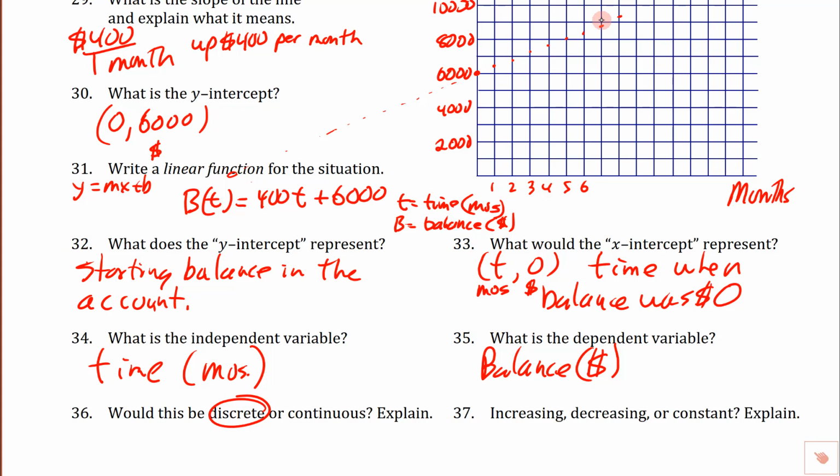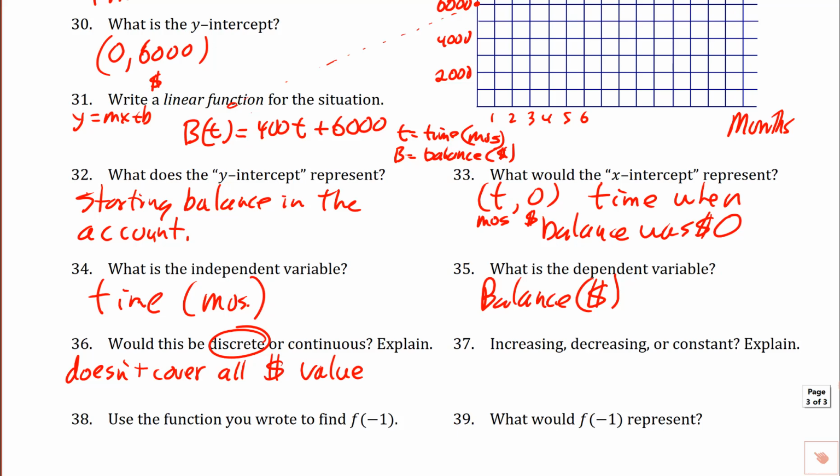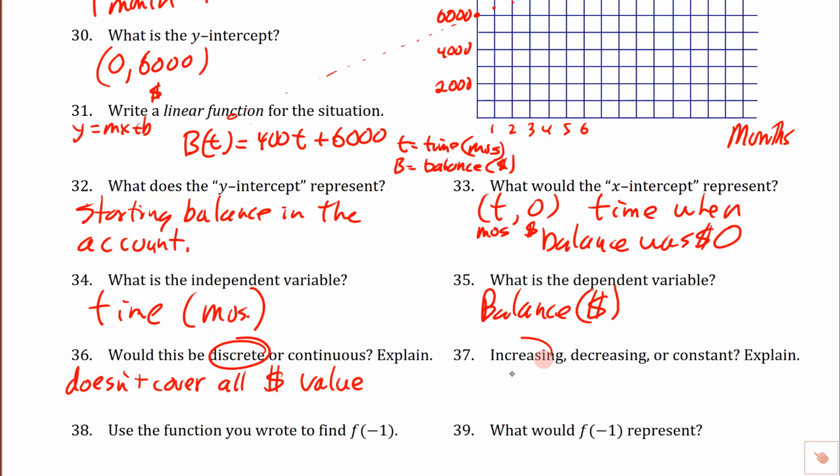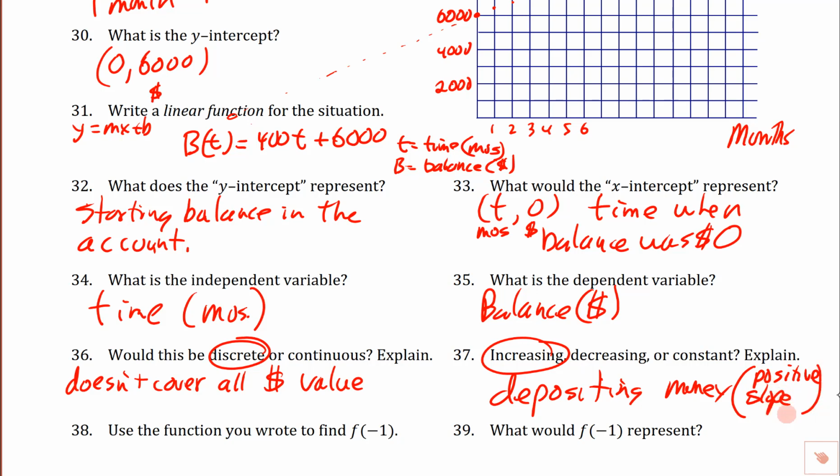And the reason that it's discrete is it doesn't cover all the dollar values. So we'll say it doesn't cover all dollar values, and it kind of skips from month to month to month. It skips from the balance in month 1 to the balance in month 2 and so forth. And then clearly this is increasing, and the reason for that is we are depositing money. Another reason for that would be this: we have a positive slope. We have a positive rate. That's really the reason there.